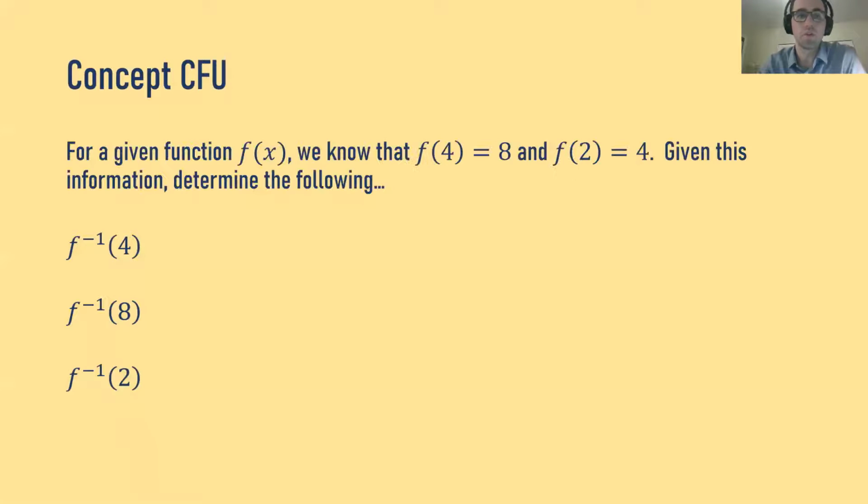And so a quick CFU. For a given function f of x, we know that f of 4 equals 8 and f of 2 equals 4. Given this information, determine the following. Take a moment to think. Try those three. Pause the video if you need to.